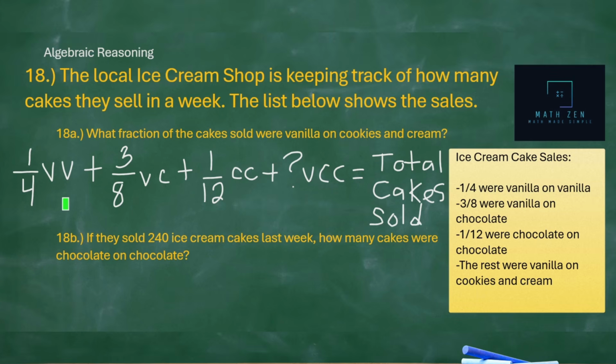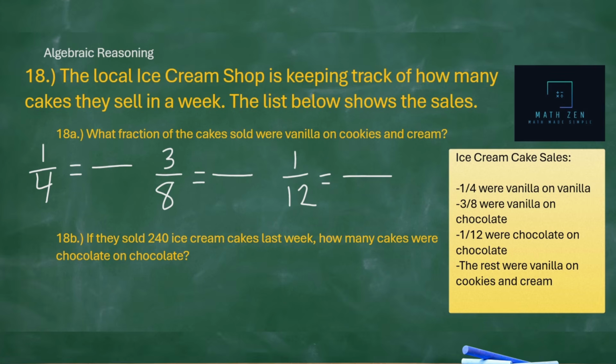So the equation that we would need to set up here is 1/4 vanilla on vanilla plus 3/8 vanilla on chocolate plus 1/12 chocolate on chocolate plus our mystery number, vanilla on cookies and cream, is going to equal our total cakes sold. But as you know, in order to add fractions, they have to have common denominators. And I suggest that you always use the least common denominator. In order to find that, we would need to list the multiples of 4, the multiples of 8, and the multiples of 12 until they had a match. If we do that, the first match that they actually share is the number 24. So 24 is the LCD.